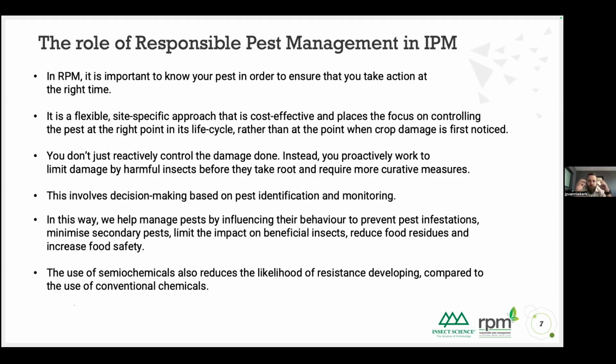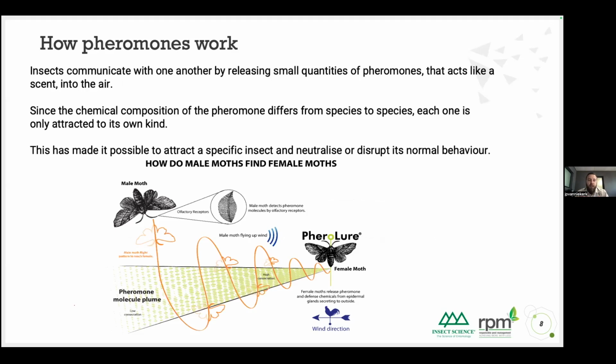Within the process, it's important to make decisions based on pest identification and monitoring. So knowing your pest, and that you're monitoring and identifying the right pest that you want to control or monitor. In this way, we can prevent pest infestation, minimize secondary pests, and limit the impact on beneficial insects, residues on food, and increase food security. It also reduces the likelihood of resistance development compared to the use of conventional chemicals. So how do pheromones work?